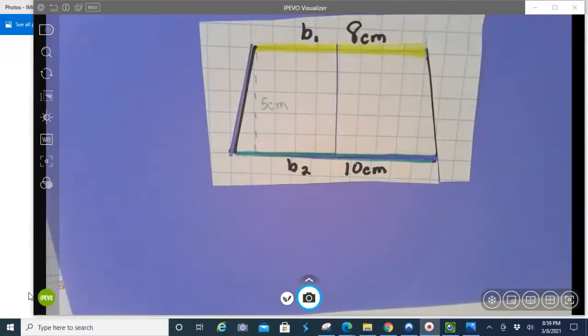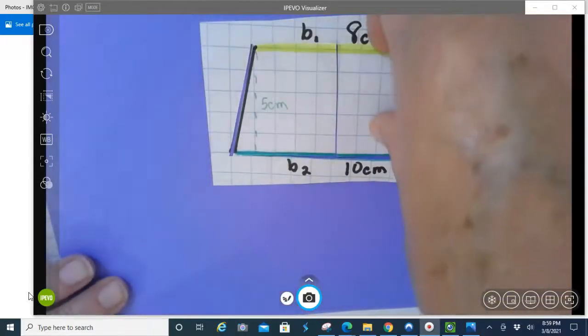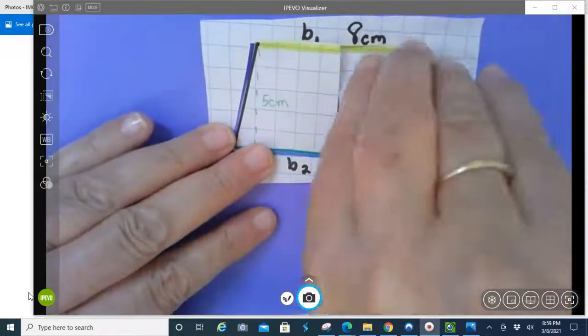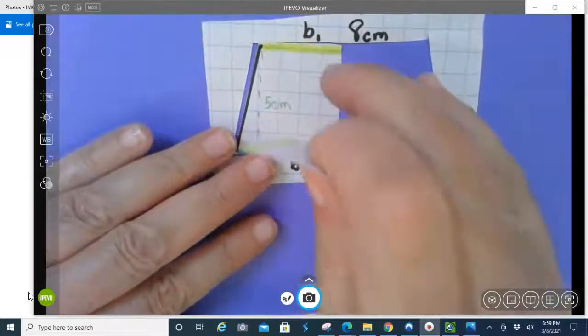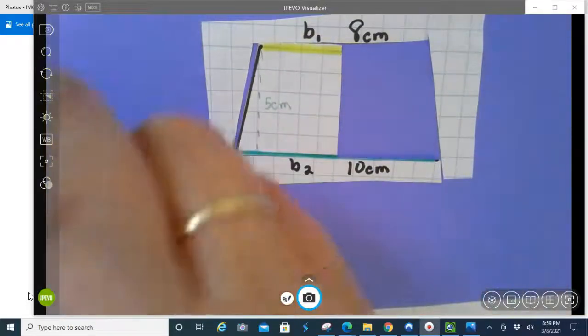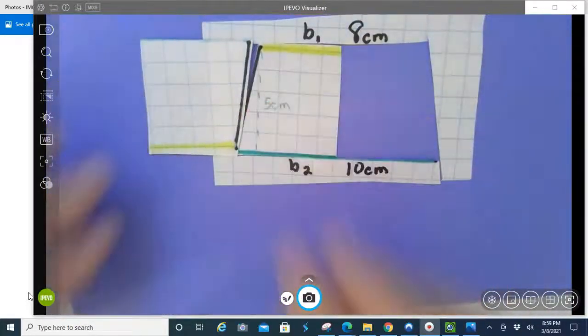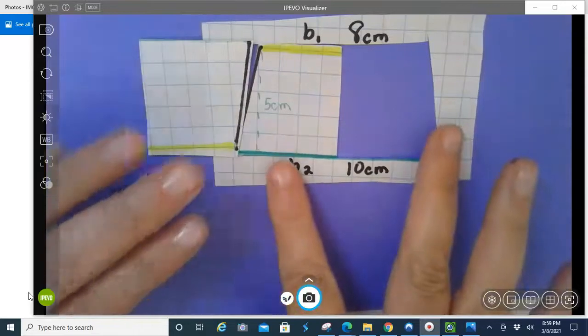So this is my trapezoid, and now I've cut it in half. So let's look at what we can do when we cut the trapezoid in half. I'm going to take this half out, and I'm going to flip it over and put it right there. And just so you can see it better, I'm going to move this to the side.